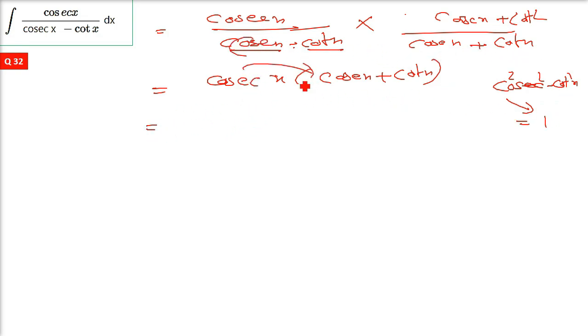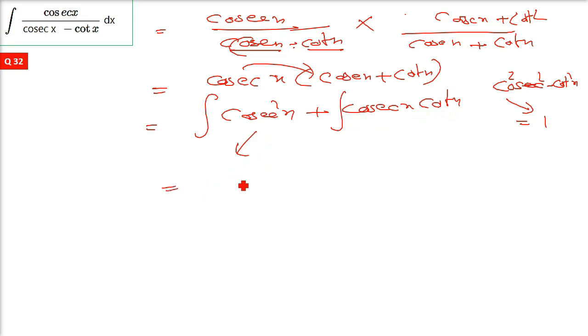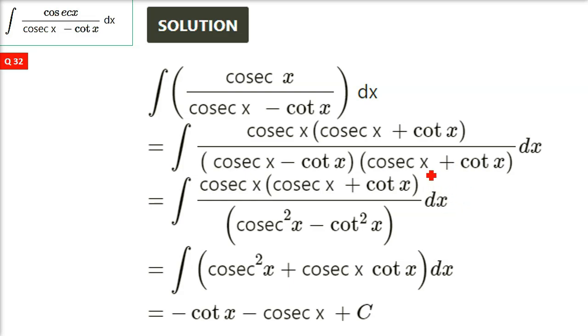So only the numerator remains. Let us multiply inside. Cosec x into cosec x will be cosec square x. Cosec x into cot x will be cosec x cot x. Now let us start the integration. Please remember you have a dx along. Now cosec square x has a standard result, which is minus cot x. Cosec x cot x has a standard result, which is negative cosec x, plus the constant of integration. This is your final result. So this is how easy it has become. Okay, this is how you are going to solve it and write it.